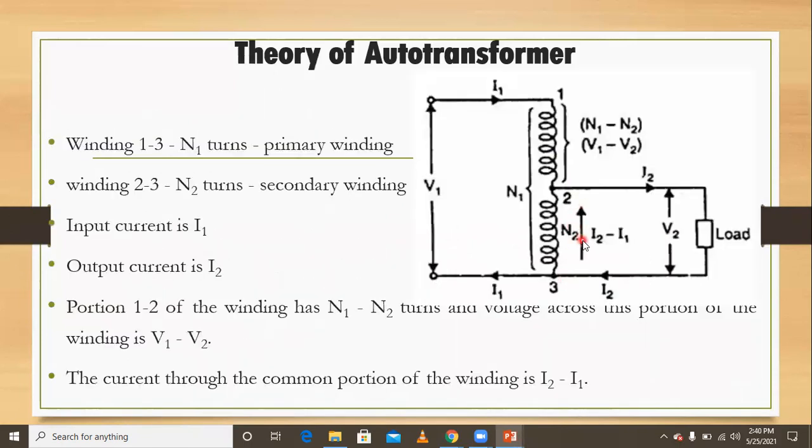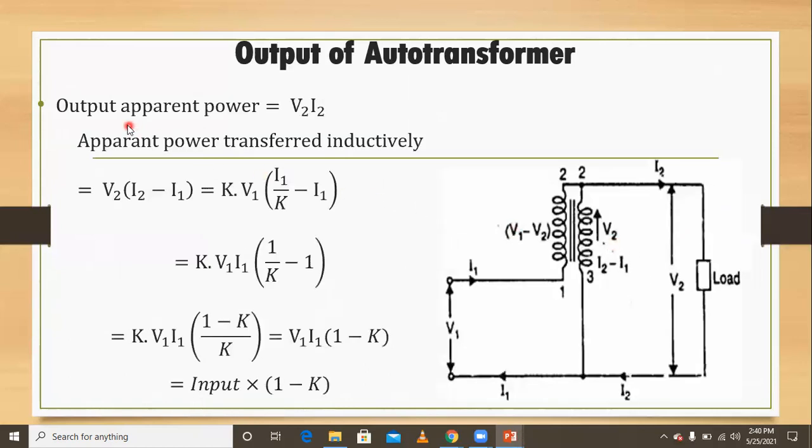Understood? So V2 into I2 minus I1. So what is the voltage here? V2. So this is called V2. In between 2 and 3, what is the voltage here? V2. And what is the current here? I2 minus I1. So V2 into I2 minus I1 is called apparent power output. Okay, output apparent power. Apparent power is transferred inductively.